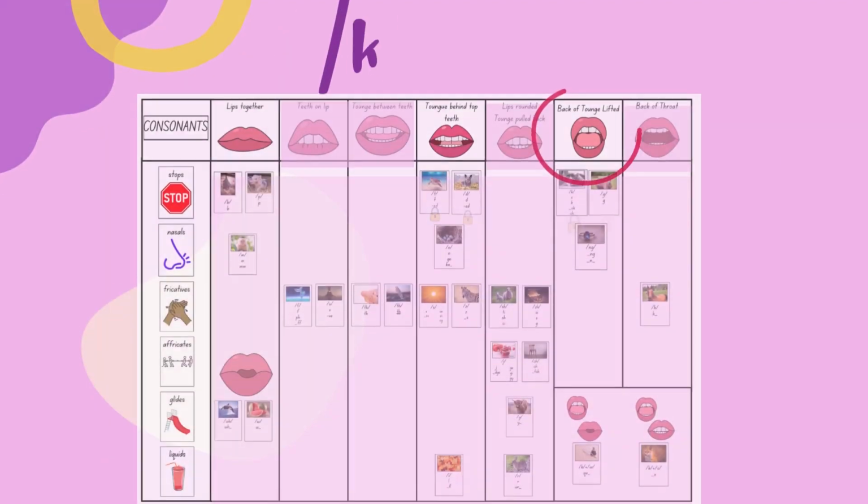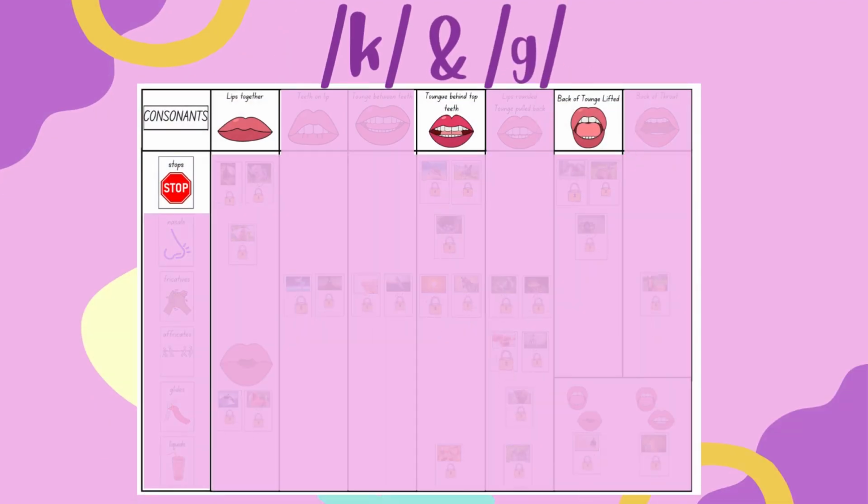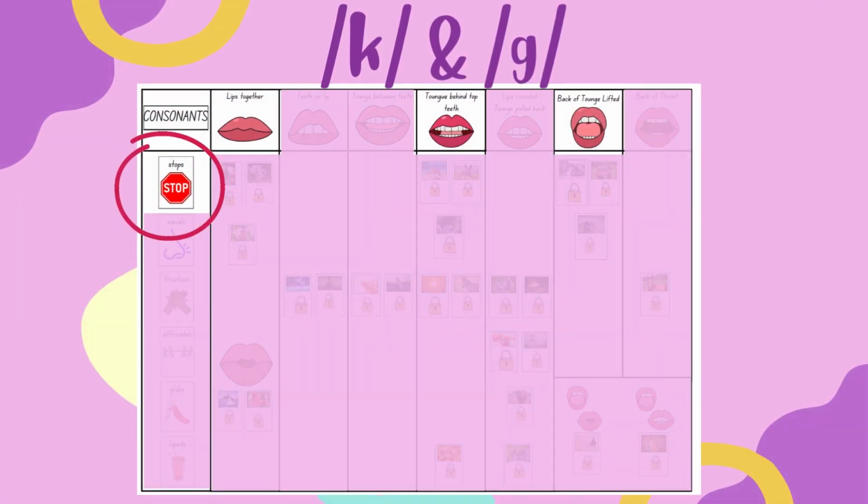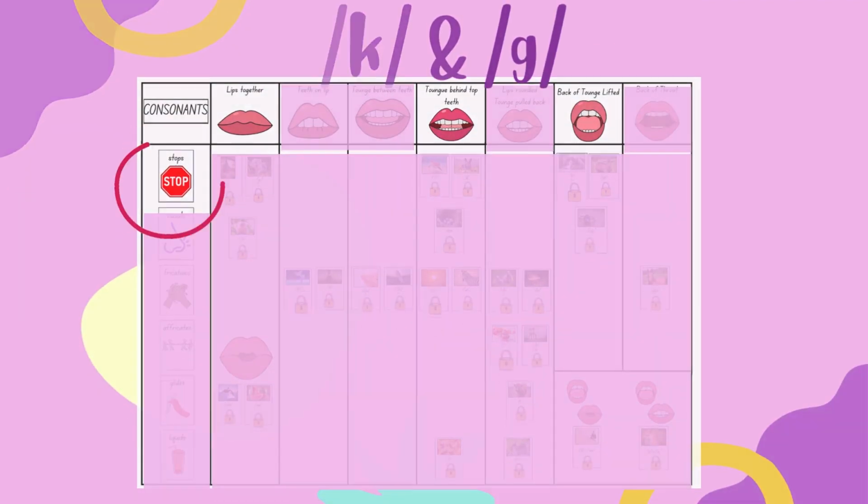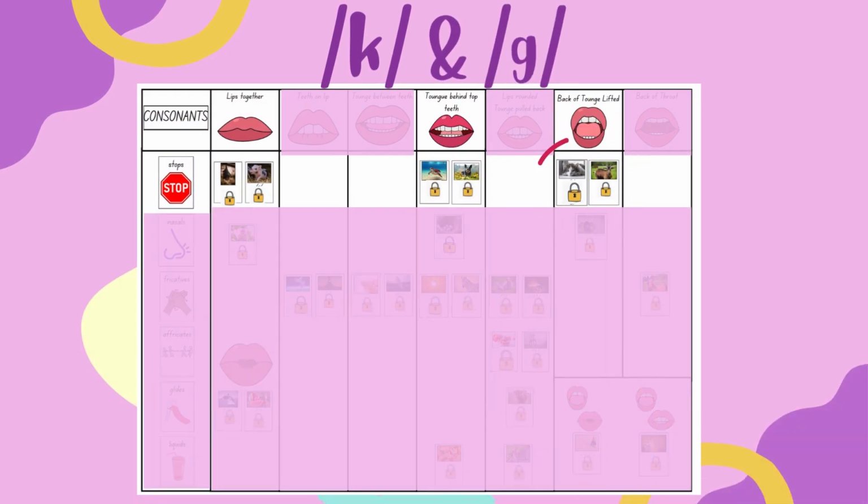We will put these lips right here under back of tongue lifted and next to stop, because that's how we make these sounds. We will place the picture of the cat and the goat for the k and g sound underneath back of tongue lifted and next to stop sounds.